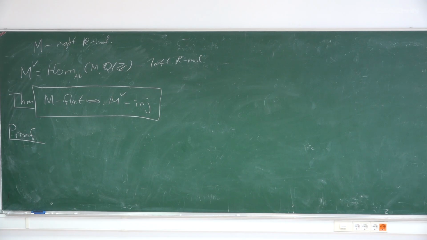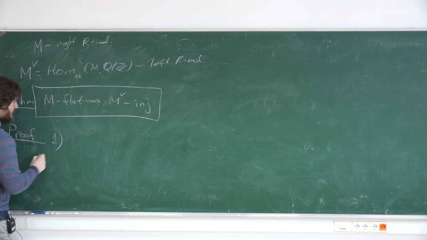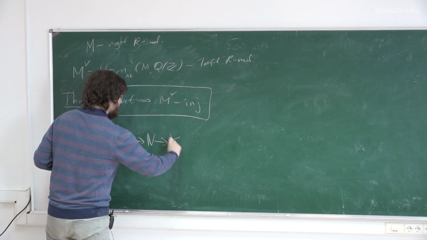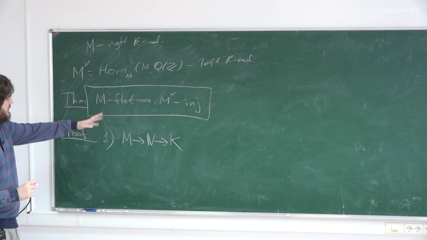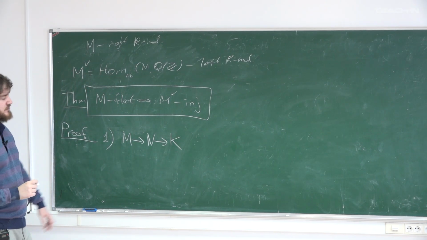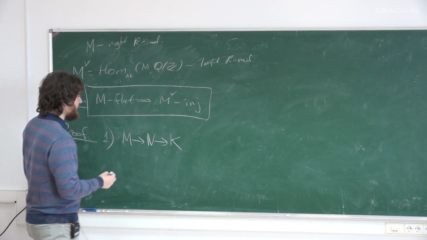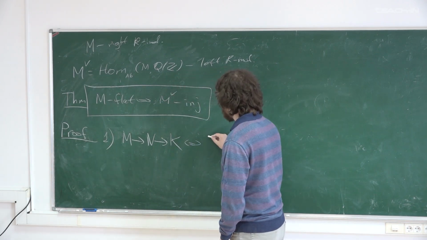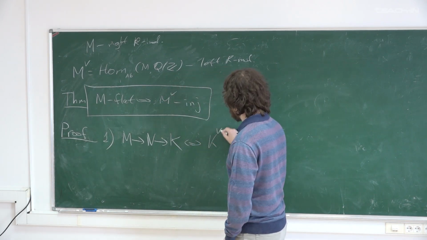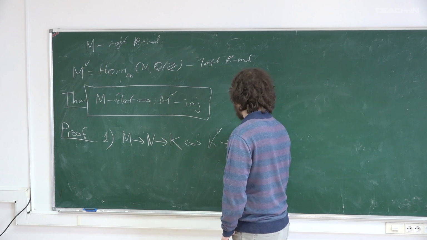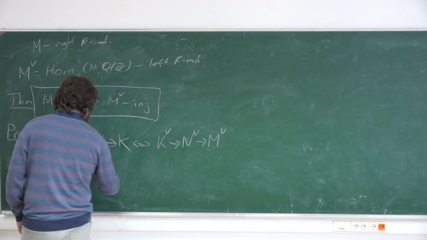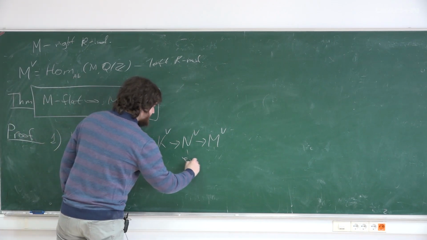The first lemma, and the important thing, in fact: if I have 3 modules, then this sequence is exact in the middle if and only if the dual modules are exact. It's a covariant functor, contravariant, sorry. Exact. Exact.